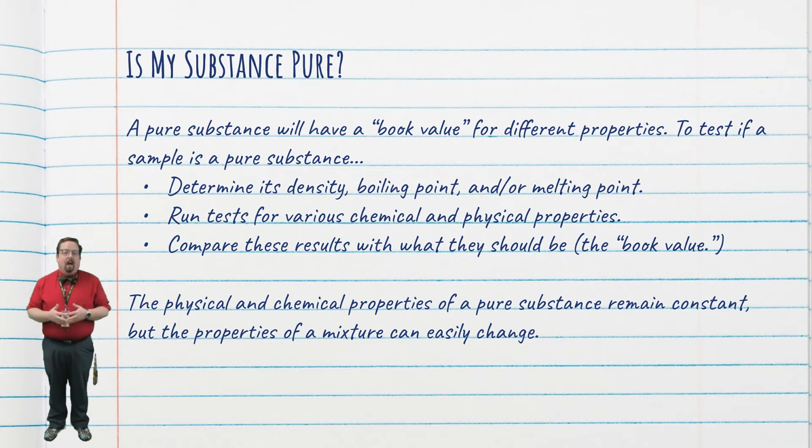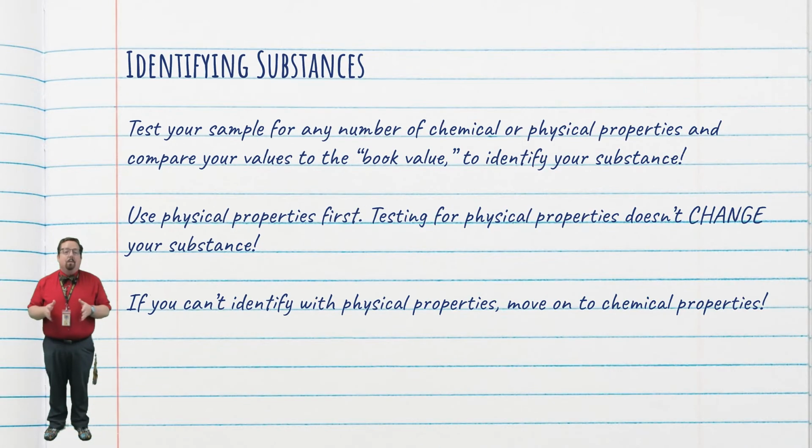However, if you can't identify a sample based on the physical properties, it's likely that you have a mixture. A big difference between pure substances and mixtures is that the intensive physical properties and chemical properties of a pure substance always remain constant. Those properties can easily change in a mixture depending on what substances and how much of each component are present in the mixture. So, short story, if you want to identify an unknown substance, take a bunch of measurements on it, find its values for various physical or chemical properties, and then go compare them to the various book values until you find a substance that matches those properties.